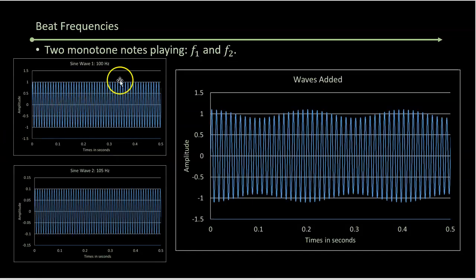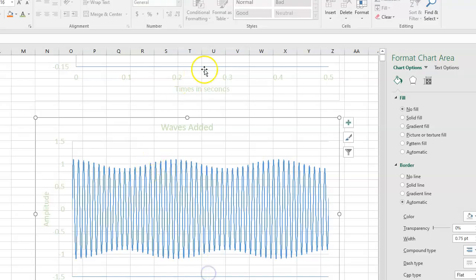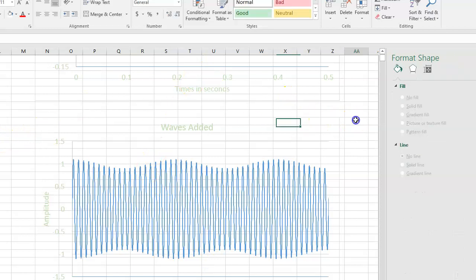Well, here I've got a 100 hertz wave graphed, and I've got a 105 hertz wave graphed. So there's a beat frequency here that's 2.5 hertz, right? What is 2.5 hertz in terms of seconds? 1 over 2.5. Let me calculate that real quick. That's 0.4 seconds. So let's go back to our slide deck.